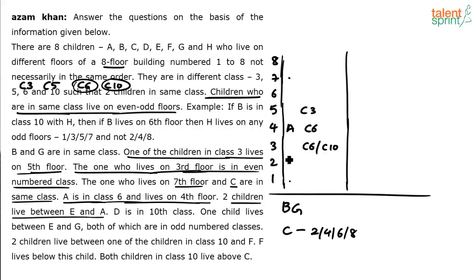First, let's duplicate whatever we have obtained so far. This is C6 or C10. Fourth floor is A and C6, class 6. Fifth floor is class 3. Now, I'm taking this point. Two children live between E and A. So, A is here, right? Dash, dash, E. E is on first floor or E can come on 7th floor. So, 1 to 7th floor. You getting it? 8 floors here. You're able to follow. Two children between E and A, here also.